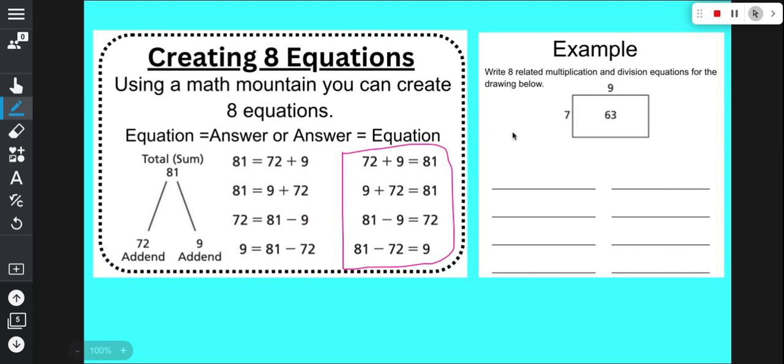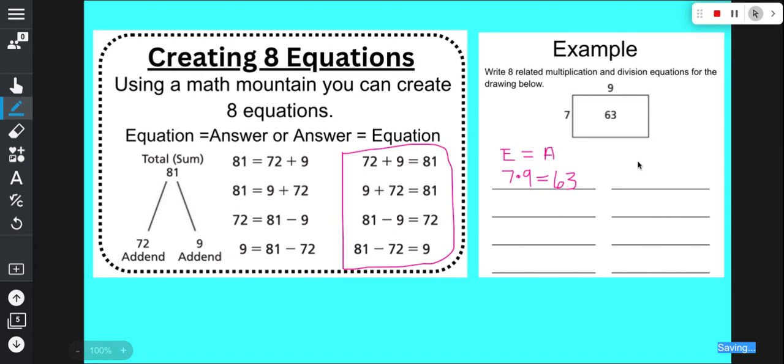Let's take a look at a multiplication and division problem. So our 3 knowns are 63, 9, and 7. Our 2 parts are 7 and 9, so we can do 7 times 9 equals 63. That is one equation where we started with the equation and went to the answer.